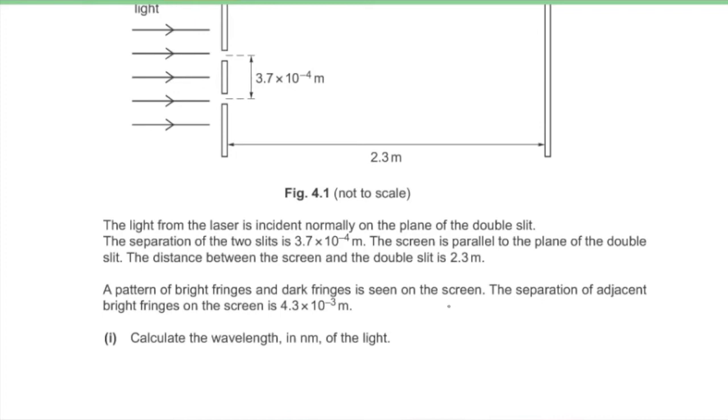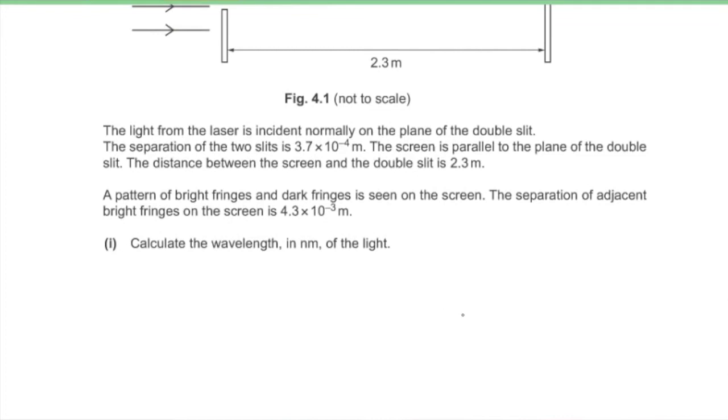Part 1, calculate the wavelength in nanometers of the light. So the formula for the Young double slit experiment is ax by D equals lambda, where a is the distance between the two slits, x is the distance between two adjacent bright or dark fringes, while D is the distance between the slits and screen.